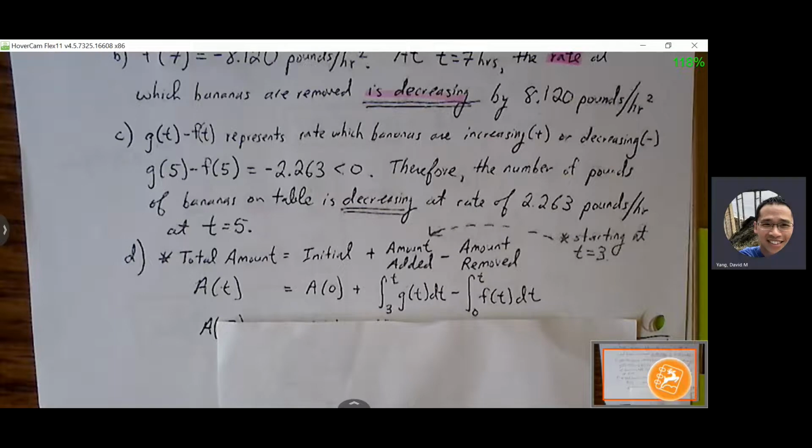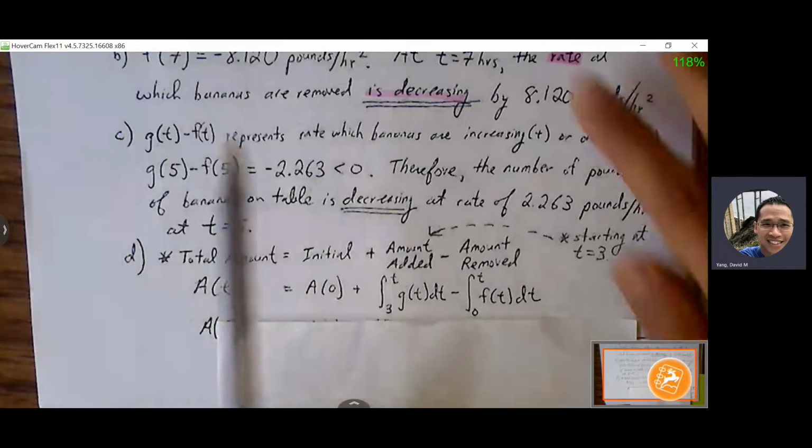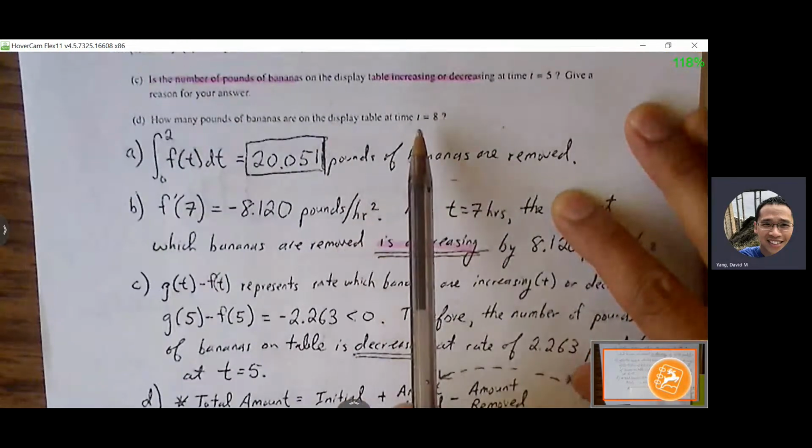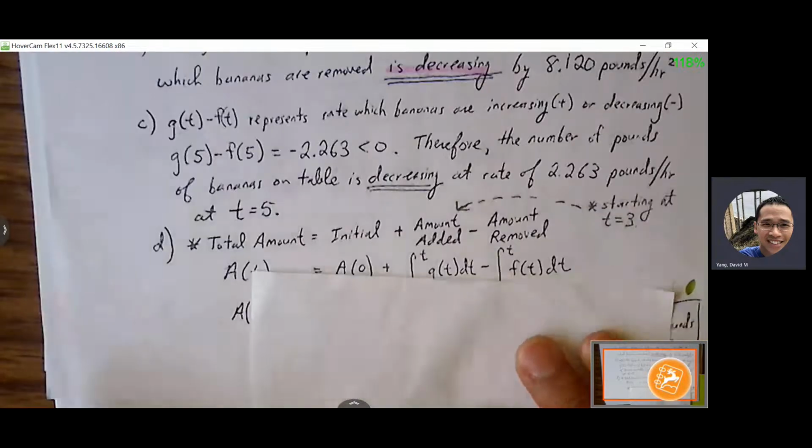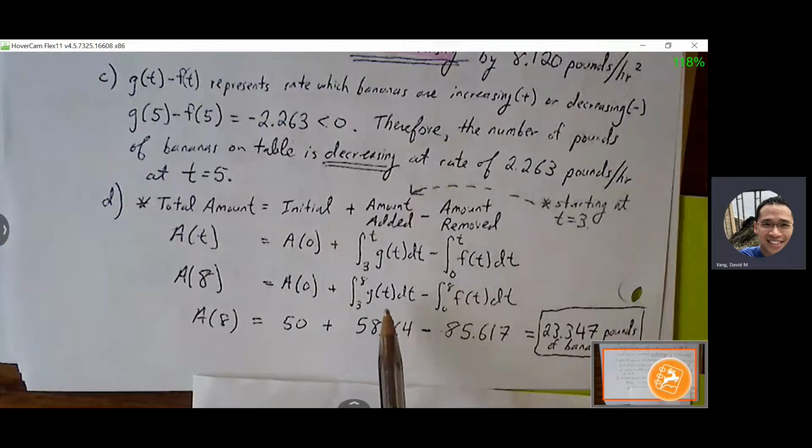Okay, part D should feel easy because we have everything from part C to build off of. We have this total amount formula. So all we need is to figure out what is the total amount of bananas on the stand 8 hours in, right? So part D says how many pounds of bananas are on display at time t equals 8. So just insert 8 for all the t's and make the calculator do the work for us.